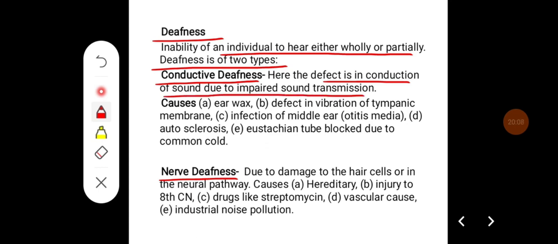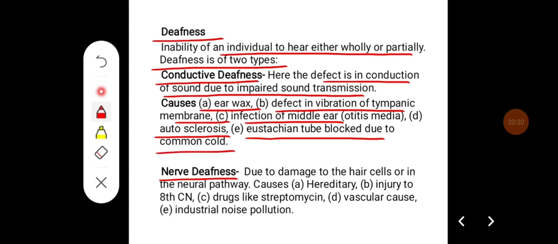Some of the causes of conductive deafness are ear wax, defect in vibration of the tympanic membrane, infection of the middle ear, that is otitis media, otosclerosis, or eustachian tube blocked due to the common cold. Nerve deafness occurs because of damage to the hair cells in the neural pathway. Some of the causes could be hereditary, injury to the eighth cranial nerve, drugs like streptomycin, vascular causes, or maybe industrial noise pollution.